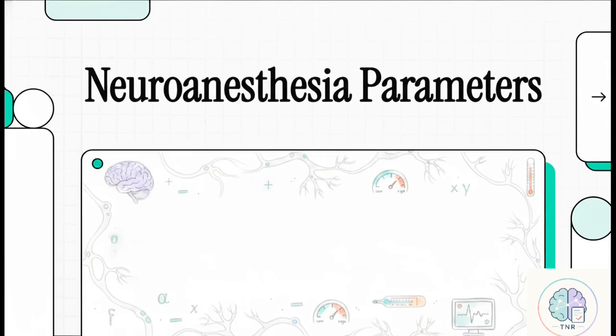Welcome to this comprehensive explainer on neuroanesthesia. Today, we're going to dive right in and meticulously decode patient risk assessment plus the 13 specific parameters you absolutely have to manage in the operating room.